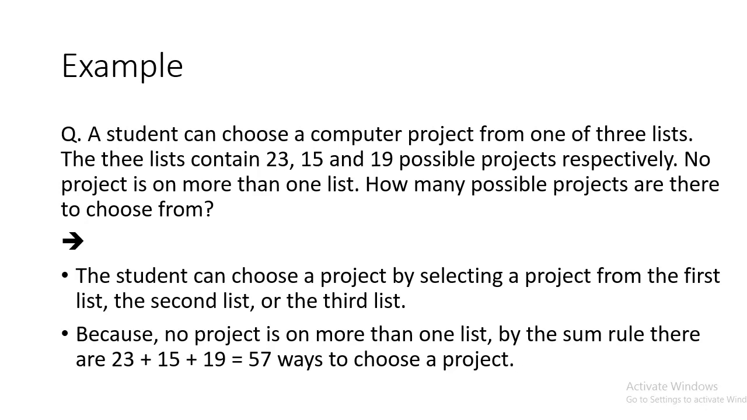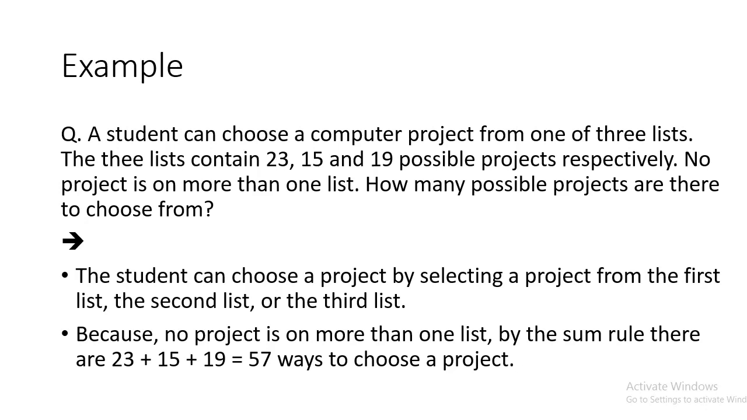The three lists contain 23, 15 and 19 possible projects respectively, and no project is on more than one list. So how many different possible projects are there to choose from? Again, read this question. A student can choose a computer project from one of the three lists. This means three lists are available, and a student has to choose from these three lists. What are these three lists? The three lists contain 23, 15 and 19.